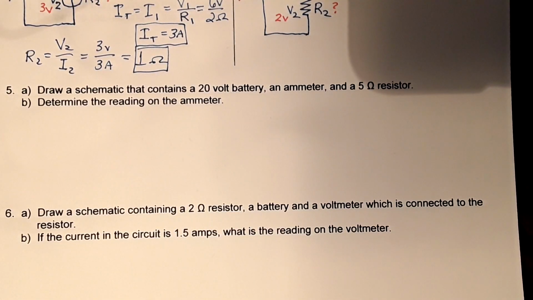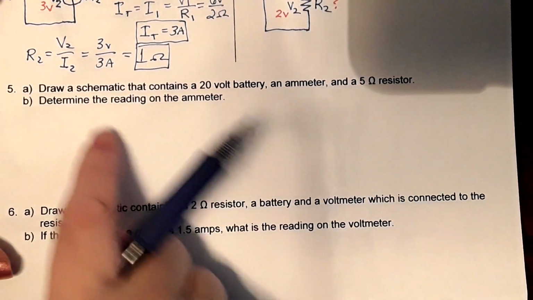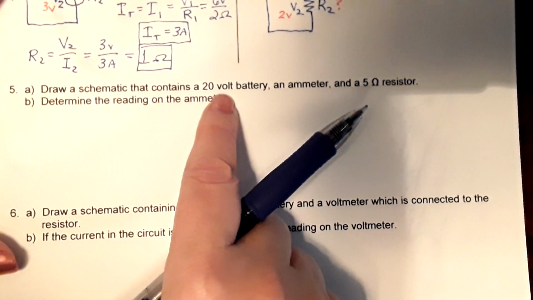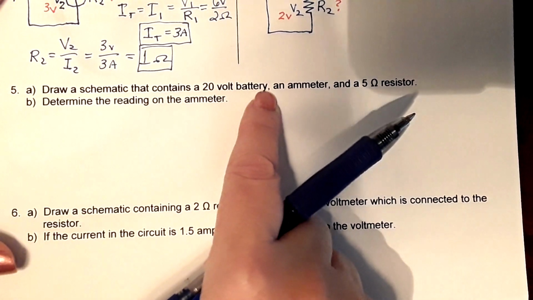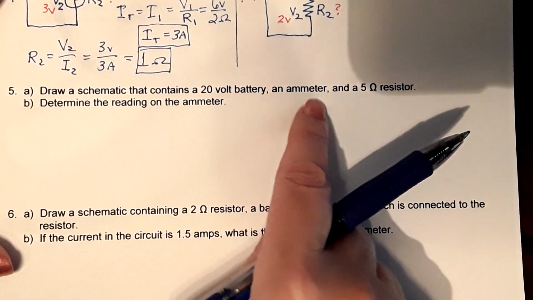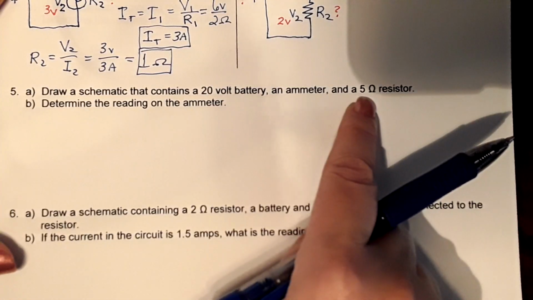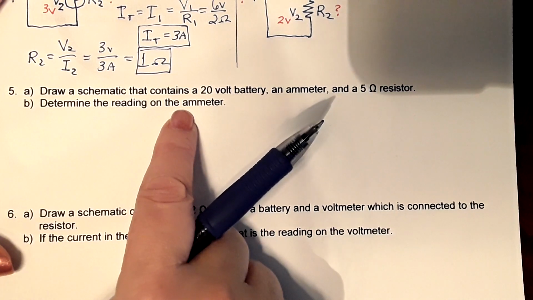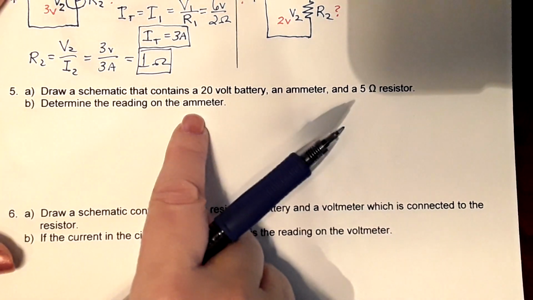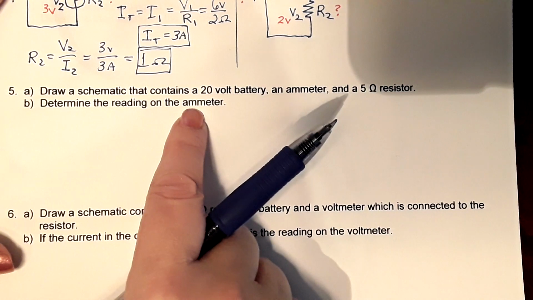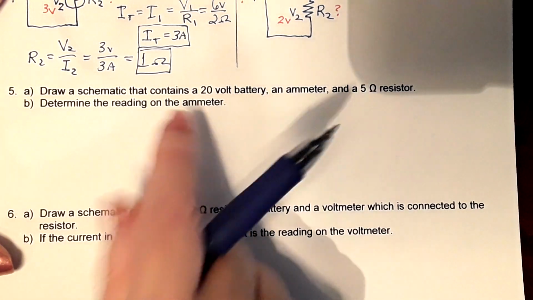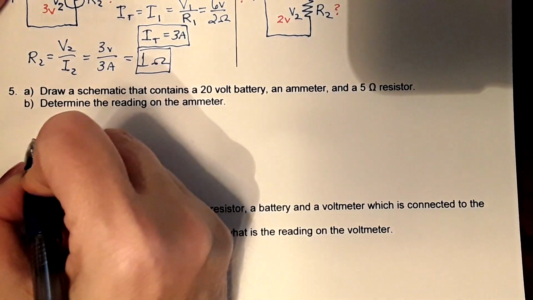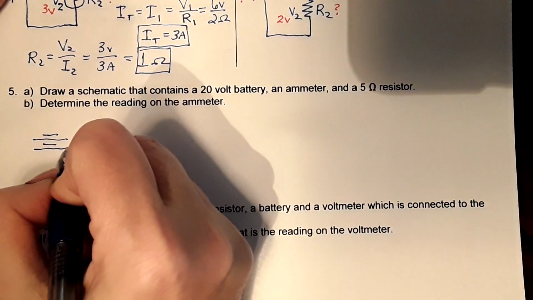Okay, let's start with the diagram for number 6. We're going to draw a schematic or circuit diagram that contains a 20-volt battery, an ammeter, and a 5-ohm resistor in the load. And then you're going to determine what the current reading on the ammeter would have to be. When it asks for a reading on an ammeter, they're asking for the current. Okay? Amps of current, remember? All right, so first we're going to draw a simple diagram here.